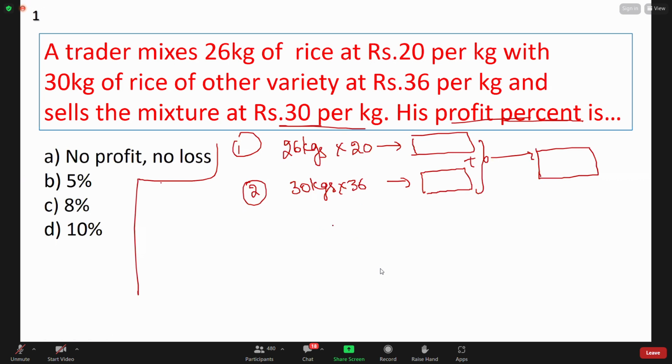Total weight is 56 kgs, and he's selling each of them at 30. So what is the price? What is the price difference? What is the profit and percentage? Come on, give me the numbers. Number one, what is the value here? 520. And next, 1080. Total 1600. Very good. The price is 30 into 56.